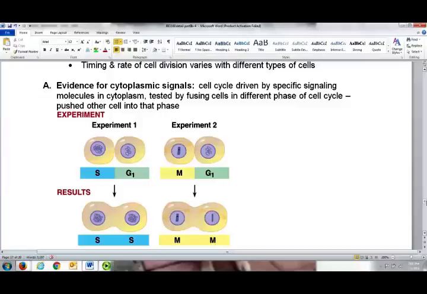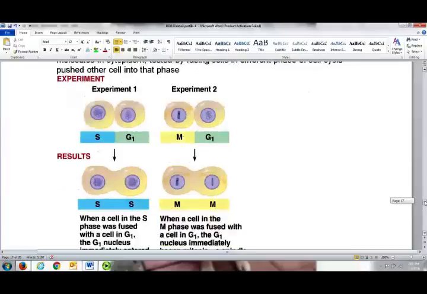This was tested by fusing cells in different phases of the cell cycle. And when that happened, you actually pushed the other cell into that phase. It went into whatever phase it was receiving from the cell signaling molecules that were in its environment. So here, when you had cells that were in the S phase and G1 phase, you ended up with them both going into the S phase because it picked up the signals. Here you had the G1 phase and the M phase. Both cells ended up going into the M phase because of the cytoplasmic signals.